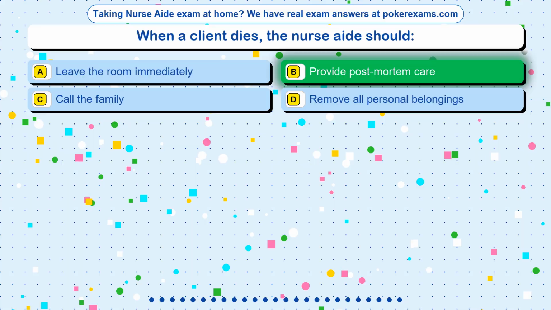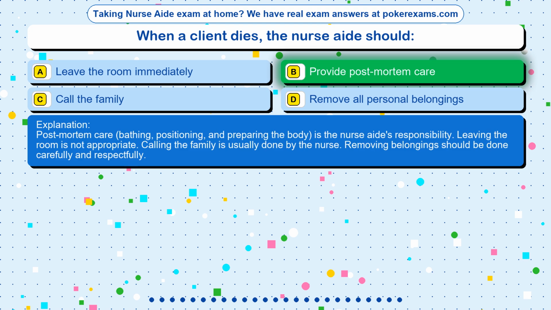The correct answer is option B. Provide post-mortem care. Post-mortem care, bathing, positioning, and preparing the body, is the nurse aide's responsibility. Leaving the room is not appropriate. Calling the family is usually done by the nurse. Removing belongings should be done carefully and respectfully.